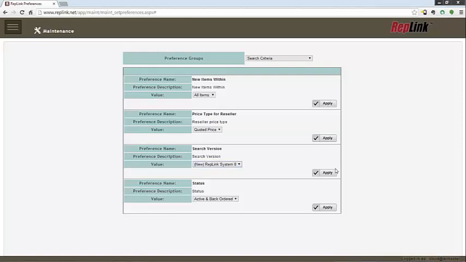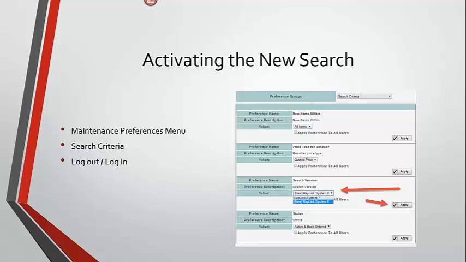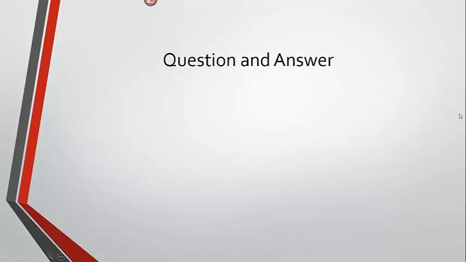If you want a transition period where you're switching back and forth, in order to switch back to RepLink 7, you simply reverse the procedure: go back into Maintenance, Preferences, change it to RepLink System 7, apply, log out, log back in. If you're not quite comfortable yet but you need to get something done, you can switch back to the old search until you've gotten more comfortable with the new search.